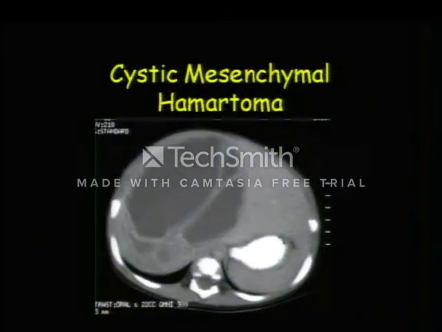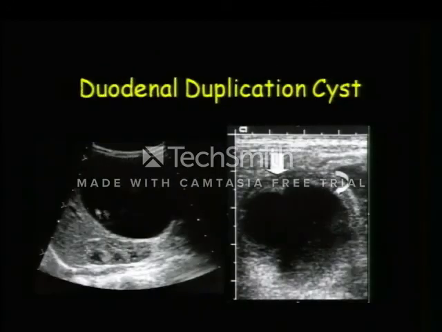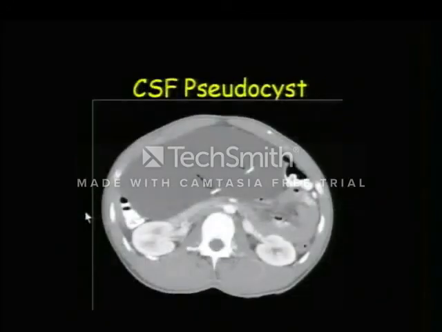Cystic mesenchymal hamartomas of the liver. They are often pedunculated off of the liver, and they will present as a right upper quadrant cystic mass. Duodenal duplication cyst. What you want to look for when you're doing an ultrasound of these is the gut wall signature, the mucosa, hypoechoic muscle, hyperechoic serosa. So look on all your ultrasounds if you see a cystic right upper quadrant lesion for that gut wall signature.